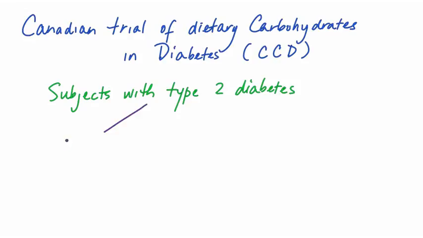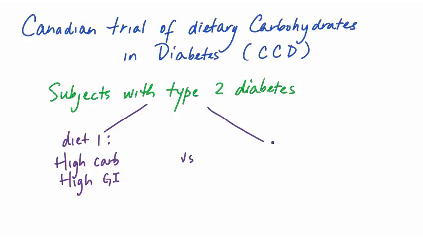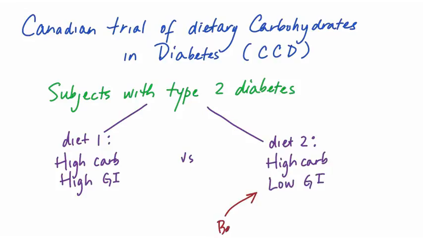We'll compare subjects who ate a high carbohydrate, high glycemic index diet with subjects who also ate a high carbohydrate diet, but with low glycemic index foods. And we want to see if there are any benefits to consuming the slow-release, low GI, low glycemic index foods. The CCD study followed subjects for 1 year in order to be able to assess the long-term effects. 1 year is an extremely long-term study for a nutrition study, which was one of the novel aspects of this one.